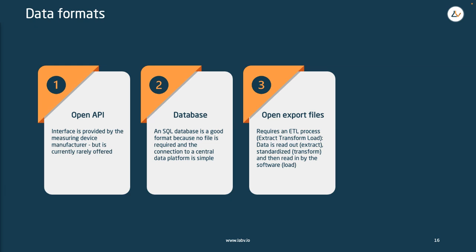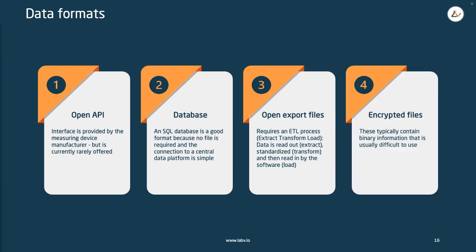And finally, really, if you have no choice, use encrypted files. But to be very honest, these are usually just containing binary information, so the 1 and 0s, and it's usually extremely difficult to use them, if not completely impossible. So this is maybe the recommendation, if I may do one. Just go for open APIs. If you can't, go for a database, and if you can, go for open files such as CSV or Excel files, but try to not accept any encrypted file format from any manufacturer.